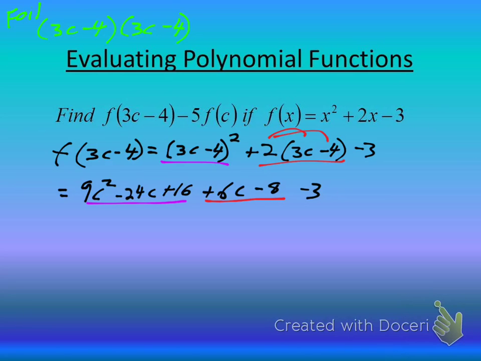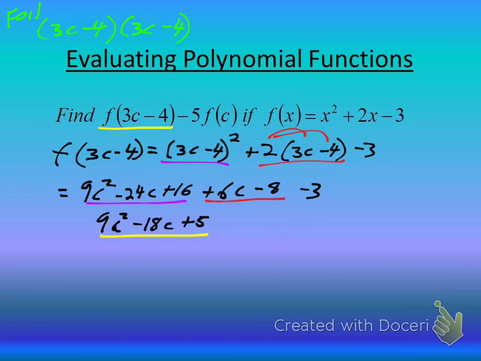So 9c squared is alone. Minus 24c plus 6c gives you negative 18c. Plus 16 minus 8 gives you 8. 8 minus 3 gives you 5. Now remember what we did. We split this up into two, so all of this equals this. So you have to plug it back in.